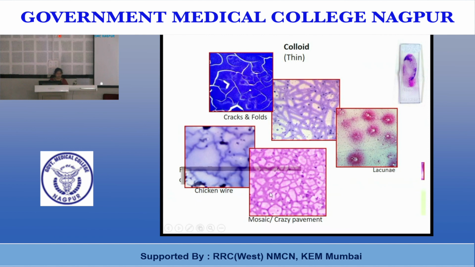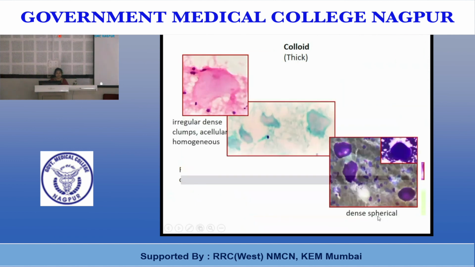Even you may have lacunae. You have a very nice chicken wire appearance, mosaic pattern, and this really looks like crazy pavement. And the thick colloid may form such irregular clumps of acellular homogeneous material. Sometimes it can have such dense spherical structures, and then often the resident asks, is it a Psammoma body? But always look for the concentric laminations within, and you will be able to differentiate the two.